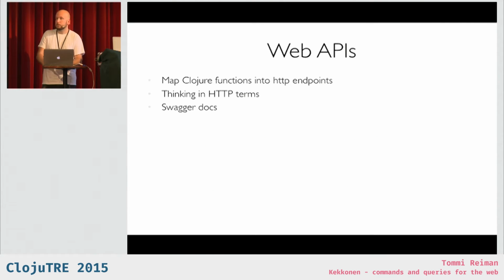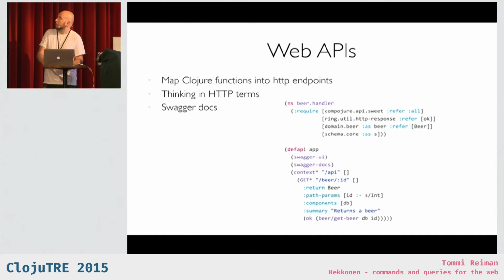Web APIs. This is the thing we have been doing a lot, and Malcolm had some things to say about this. This is a Compojure API route for the beer. So we manually map our Clojure functions to the HTTP terms. You have a get beer function, which we did earlier, and you have to wrap it into this route, and you think in HTTP terms, so path parameters, headers, response codes, and stuff like that.